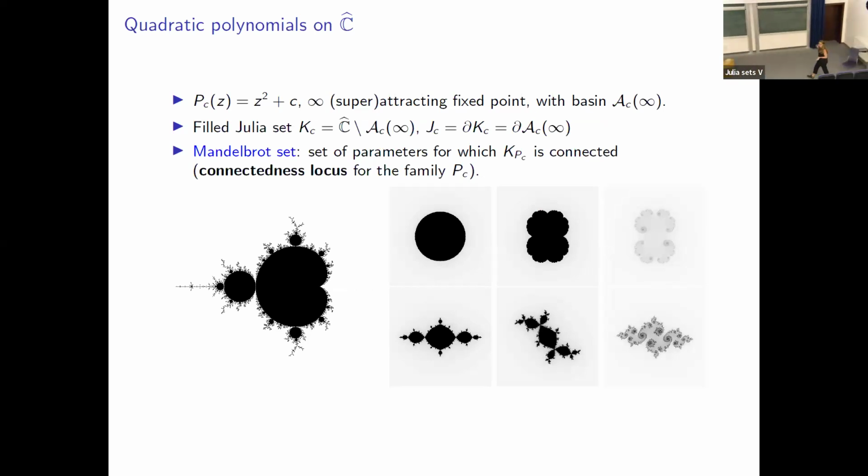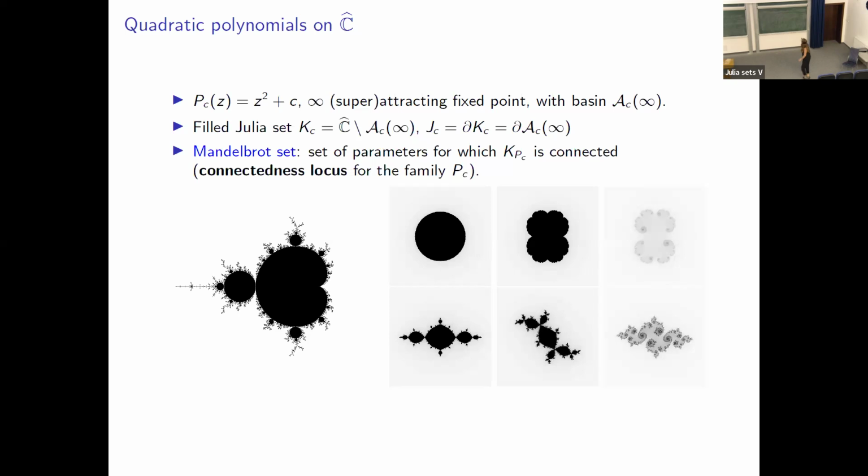for any quadratic polynomial, p_c(z) = z squared plus c on the Riemann sphere, infinity is fixed and super attracting, so it has a basin of attraction. And we can define the filled Julia set to be the complement of the basin of attraction of infinity, so the set of points with bounded orbit. And the Julia set, which is the set of points with chaotic dynamics, is the common boundary of the filled Julia set and the basin of attraction of infinity.